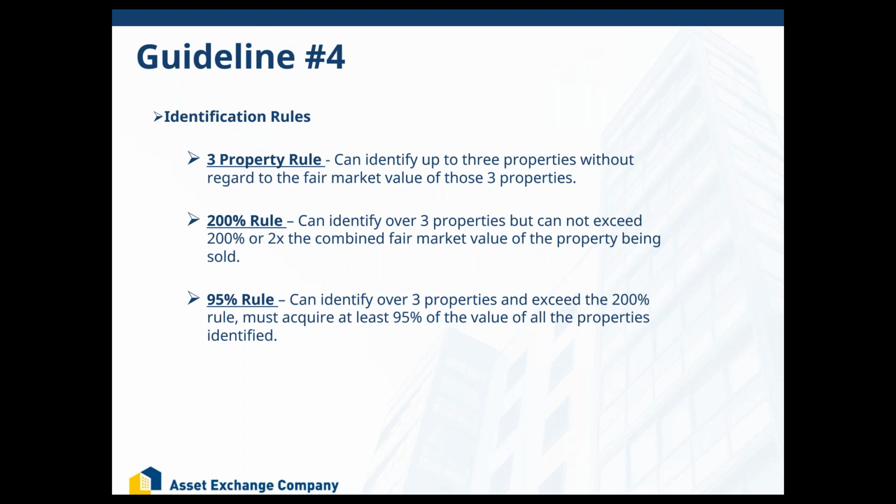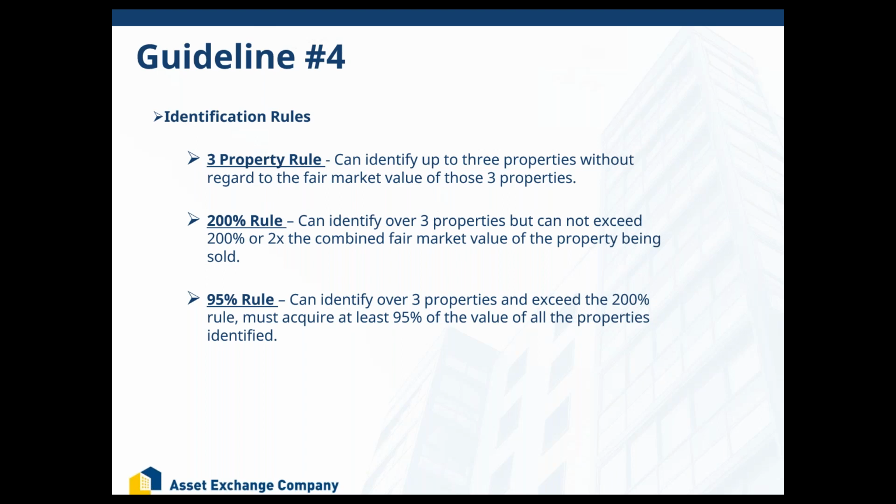And the 200% rule states this. You can identify over 3 properties, but you cannot exceed 200% or 2 times the combined fair market value of the property being sold. So what exactly does that mean? Well, what that means is if you identify more than 3 properties, the combined purchase prices of all those properties cannot exceed 200% or 2 times whatever the sales price was on the property that you sold, the relinquished property.